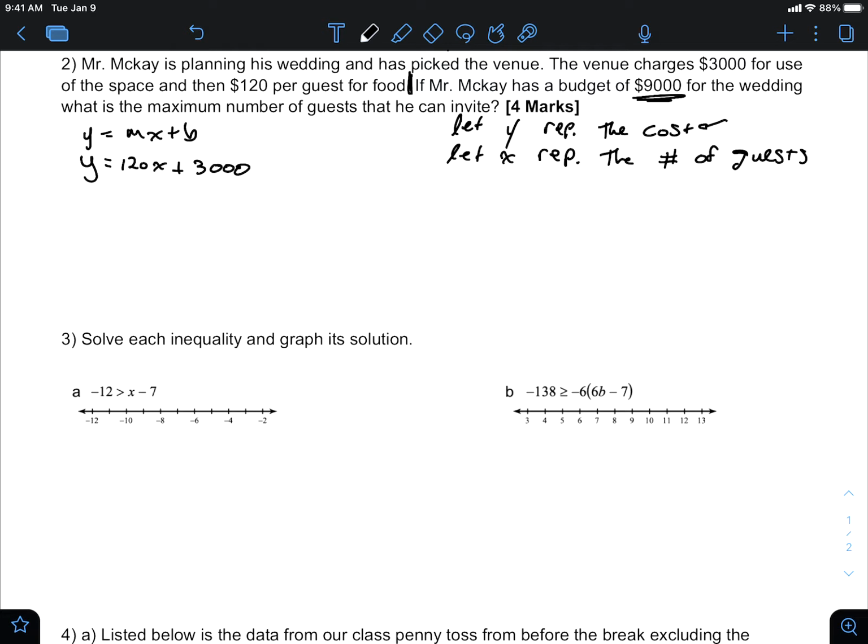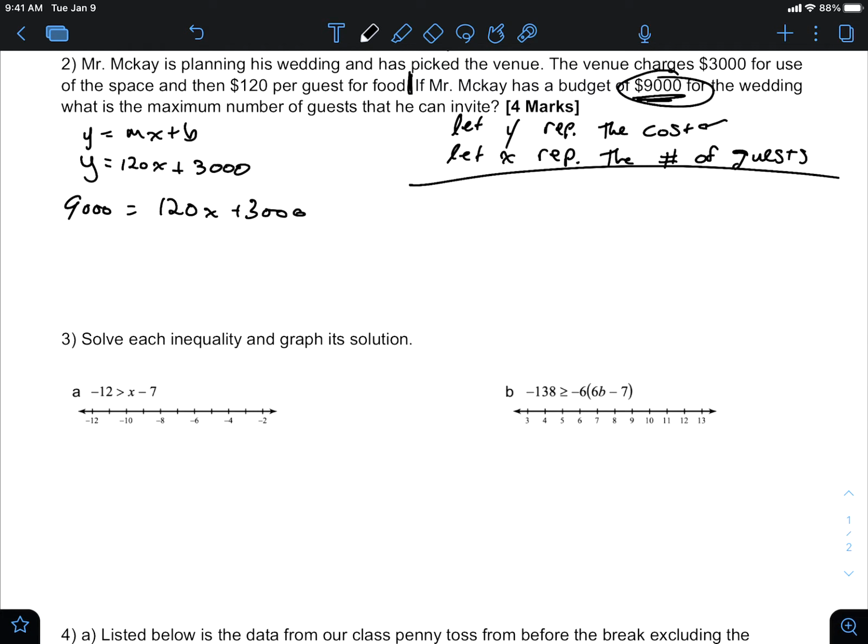So again, having those let statements there, although this might not be the most difficult question in the world, they don't let you make a wrong substitution. If I tell you about the cost in dollars, then plug it in for the variable that represents dollars or cost. So in this particular instance, we're going to have 9,000 go in for y, and that's going to equal 120x plus 3,000. The only thing left is x, which conveniently is the thing that we are looking for, the maximum number of guests. Is everybody okay with the setup?